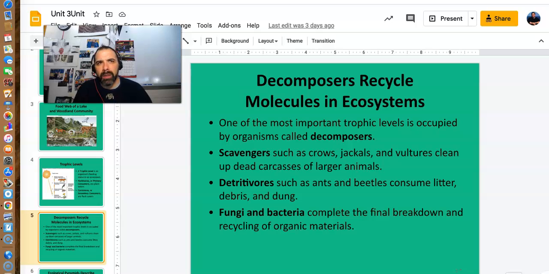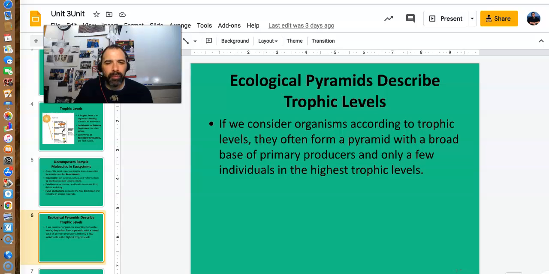Another important part of this whole trophic level idea is decomposers. Decomposers are the ones that return the materials back into the ecosystem. Scavengers like crows, jackals, and vultures will clean up a dead carcass. Detritivores like ants and beetles will consume litter, debris, and dung, so stuff that may have already been processed. And then fungi and bacteria complete the final breakdown.